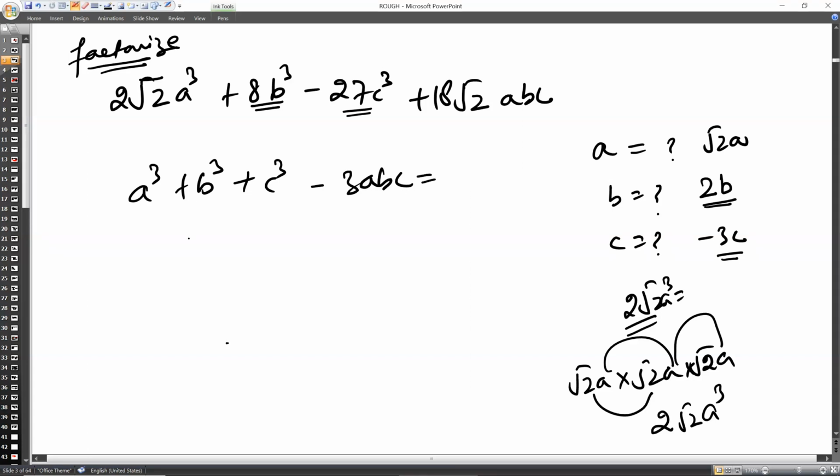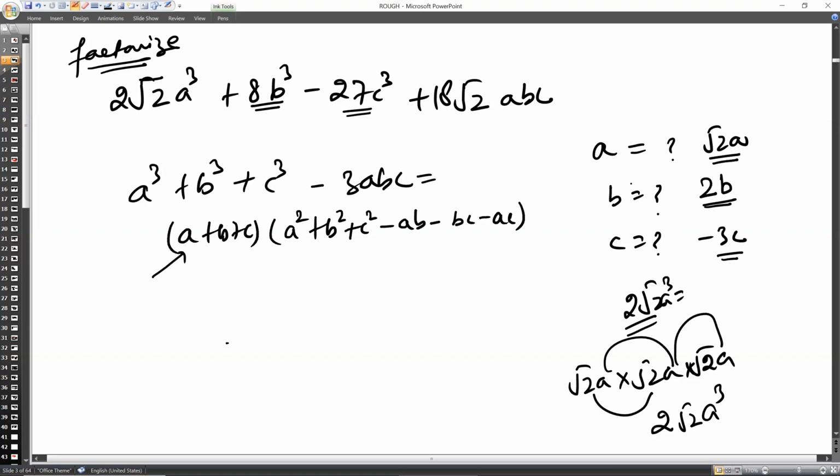It is equal to a plus b plus c, times a square plus b square plus c square minus ab minus bc minus ca. Okay. So what is your a? Your a is root 2a. So right here, root 2a. What is your b? B is 2b. Plus of 2b, because we have a plus sign here, plus of 2b you have to write. Okay, then what is your c? Minus 3c.